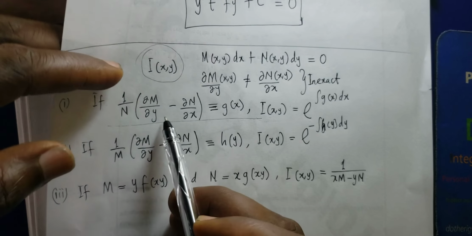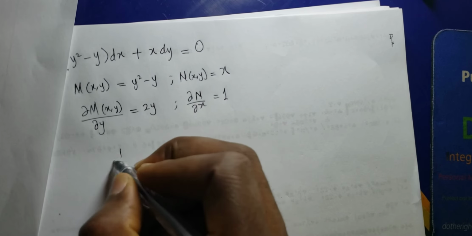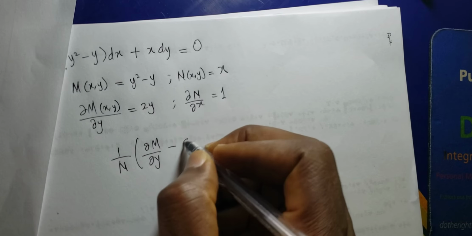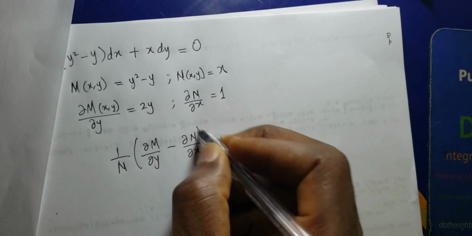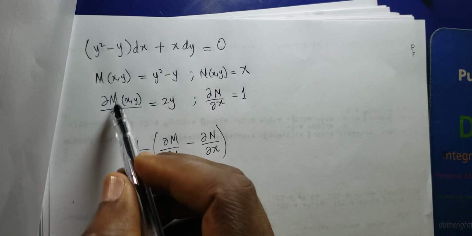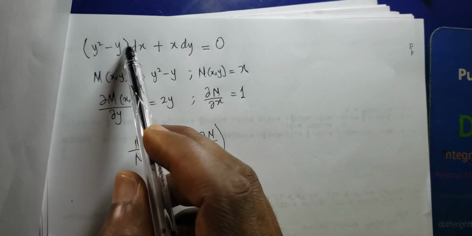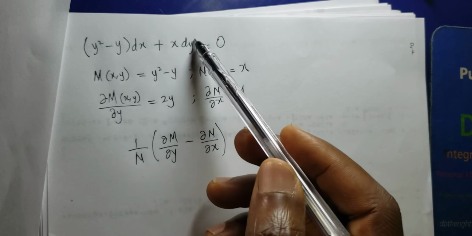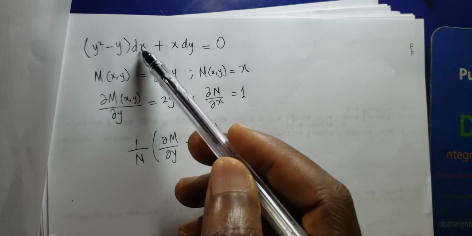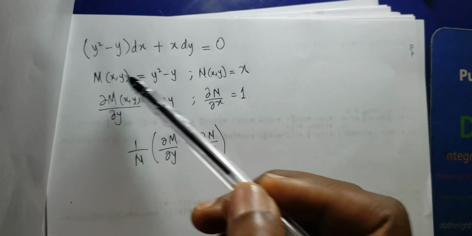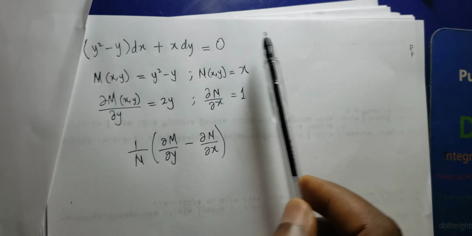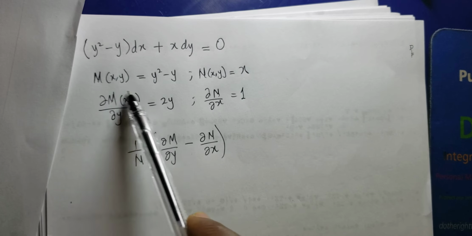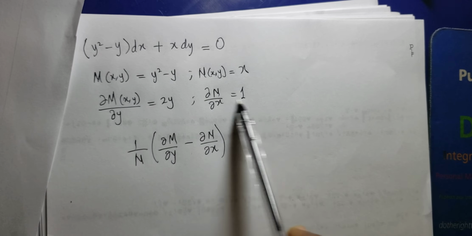As usual, we'll check this condition first. Let's check for 1 over N into del M del y minus del N del x. Please always take note of this. M is the coefficient of the x and N is the coefficient of the y. So just follow the arrangement like that. If you are picking coefficients of the x, you are differentiating partially with respect to the other one, y. That's if you want to check if it's exact.